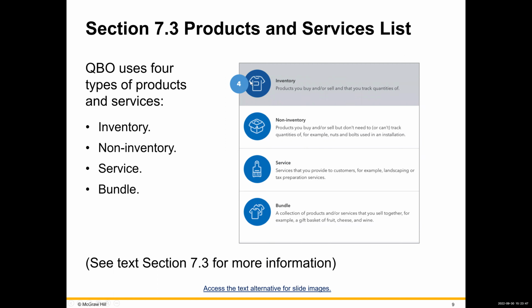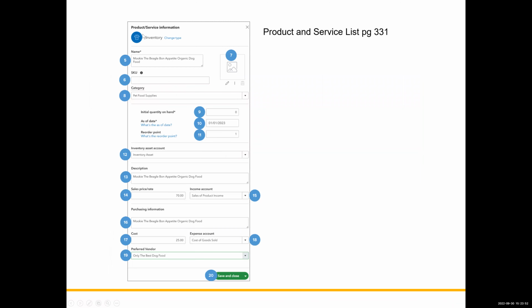So once we choose that we're going to enter an inventory item, it comes up here, inventory, let's put it in. Now, this is on page 331, and what we're doing is we're putting in organic dog food, right? So put the name in, and you can put in a code. We don't have a code, leave it blank. You can have a picture here of maybe the bag of dog food. We don't have it, leave it blank. But we do need the category, which is pet food supplies.